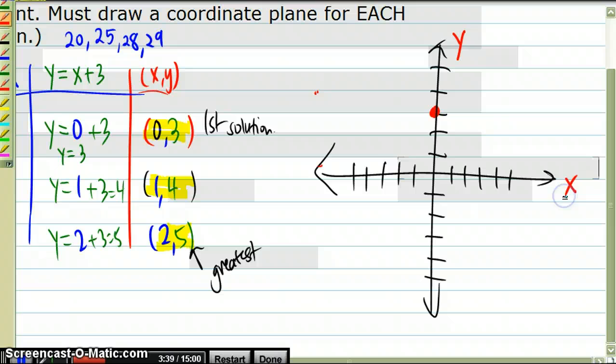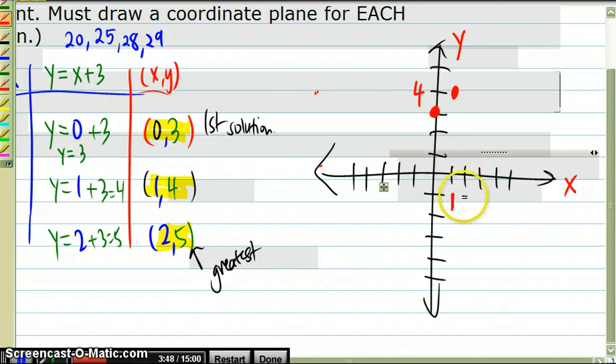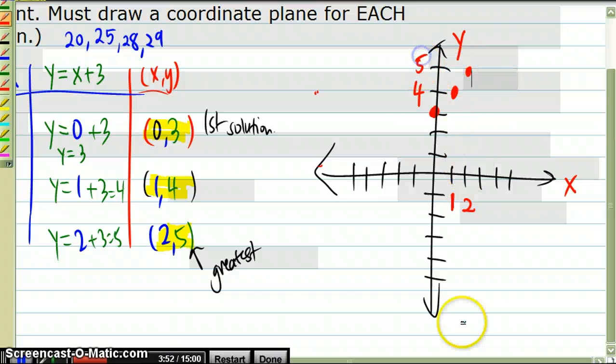This is my x. 1, 4 means I go 1 for the x and 4 for the y, so that's here. 2, 5 means 2 for the x and then 5 for y. So I've got 3 dots in the same area. Good, perfect. I'm going to take my little ruler and then I'm going to connect them.